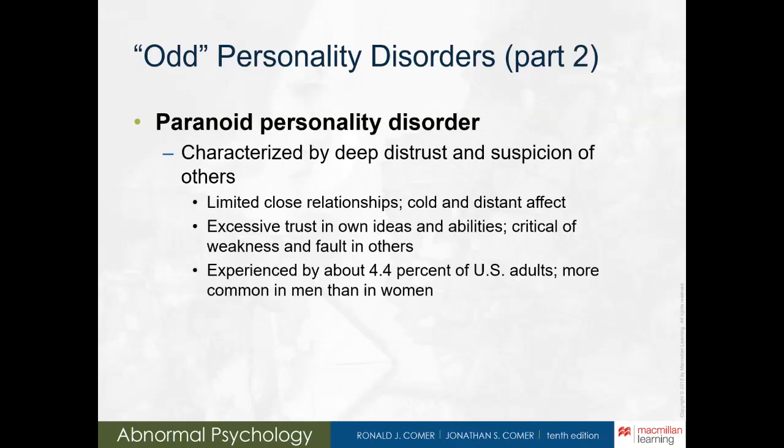Let's first look at paranoid personality disorder. This is characterized by deep distrust and suspicion of others. So these individuals will typically have very limited close relationships, and they're often seen as being cold and distant in their affect. They have excessive trust in their own ideas and abilities, and are often hypercritical of weaknesses and faults in others. It's estimated that it's experienced by about 4.4% of US adults, and it's more common in men than women.